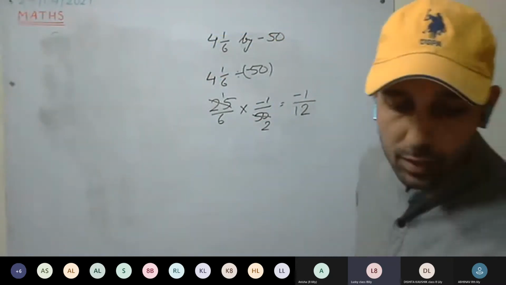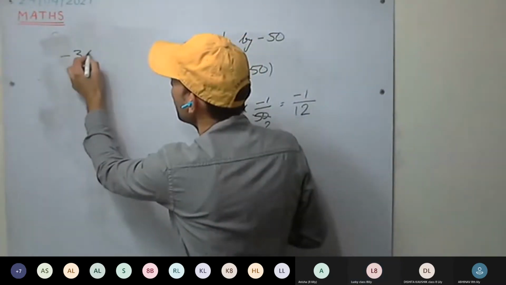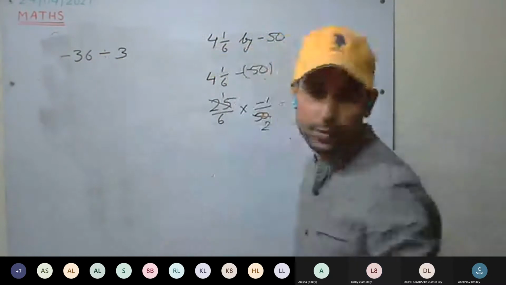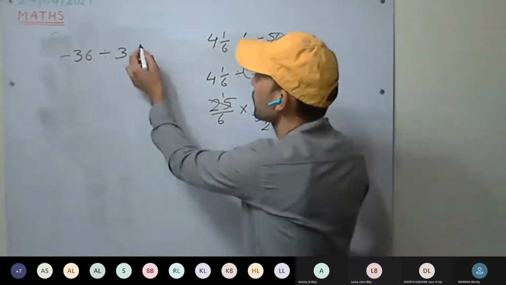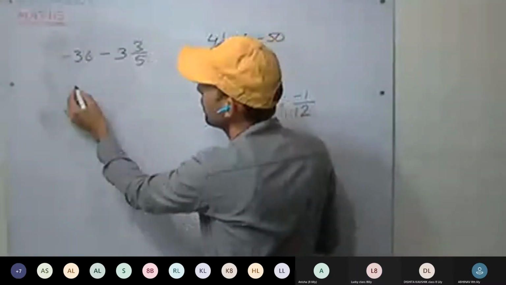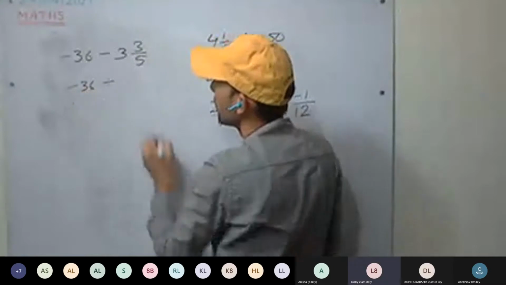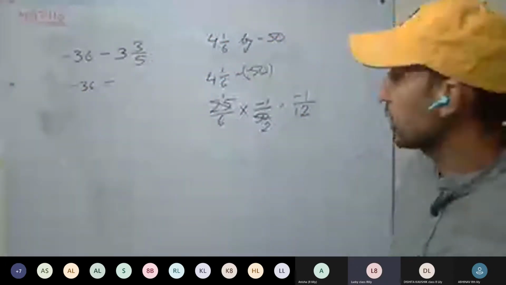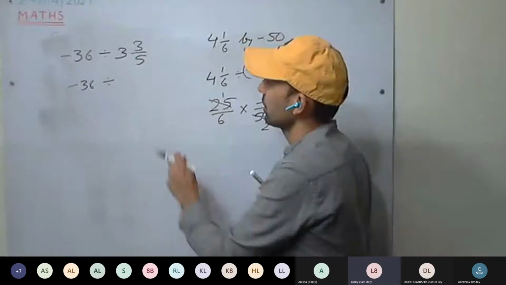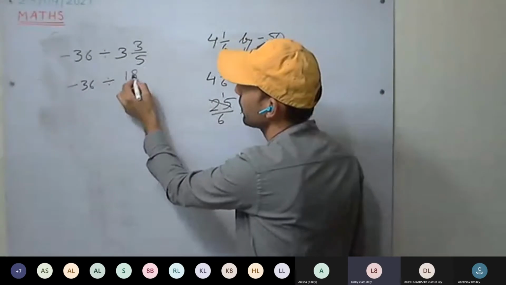Okay. Yes, Lucky. Minus 36 divided by 3 3 upon 5. So first what do you have to do? Change the mixed fraction. Okay. So what will be the answer? 18 by 5. Good.